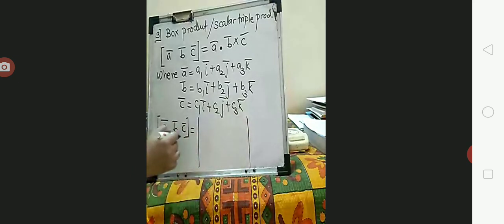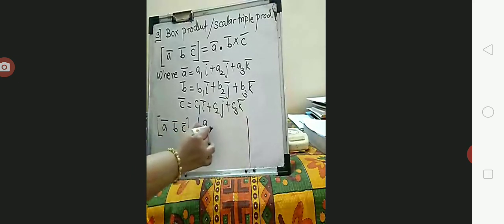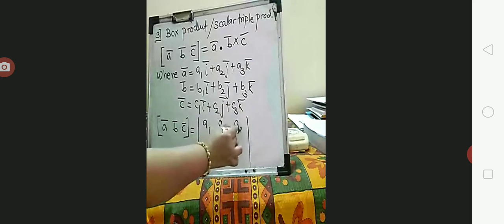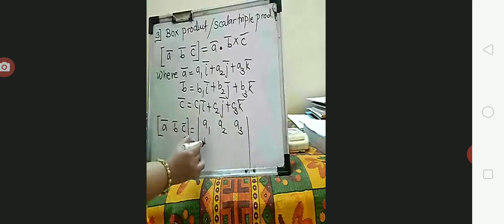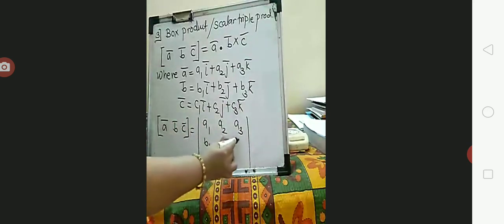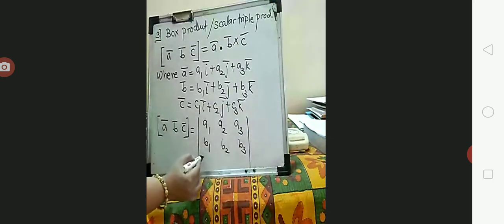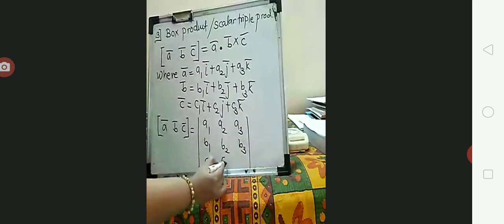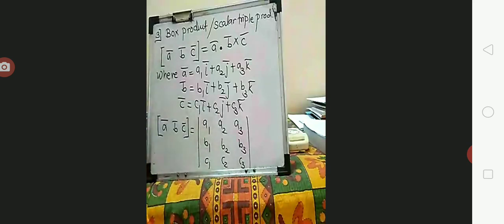Then how do you do this scalar box product? Mathematically, you write in the first row the i, j, k components of A bar. Then you write the i, j, k components of B bar, and then the i, j, k components of C bar. Correct? And now you calculate this determinant, and that will give you the box product.